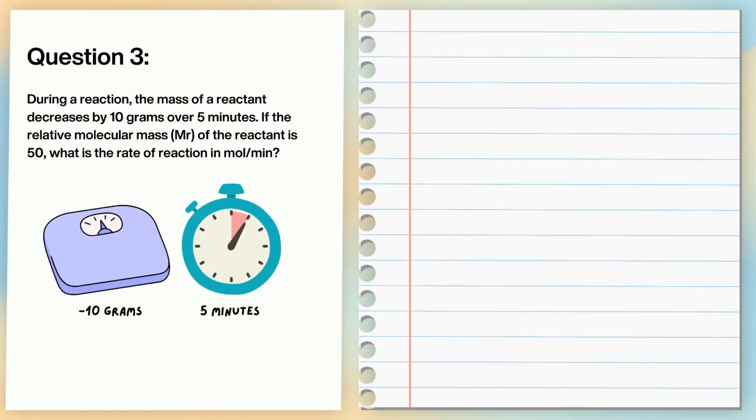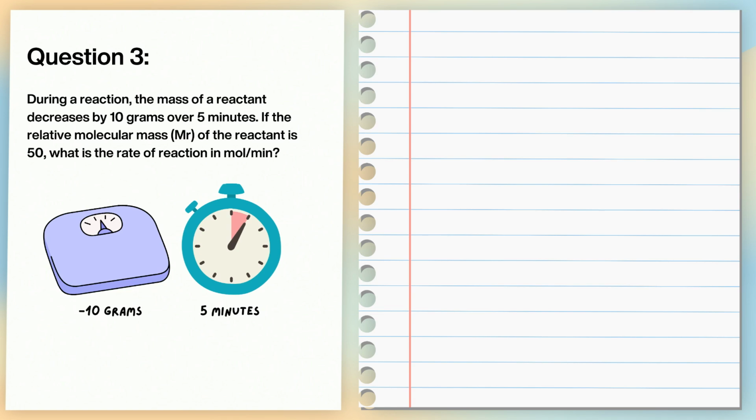Let's tackle a slightly more complex problem. During a reaction, the mass of a reactant decreases by 10 grams over 5 minutes. If the relative molecular mass, mR, of the reactant is 50, what is the rate of reaction in moles per minute? Pause here to have a go.